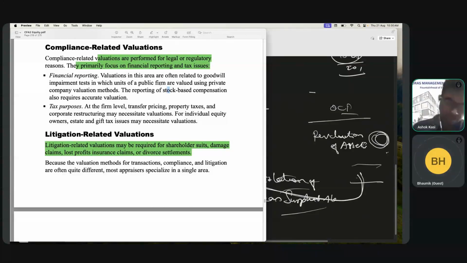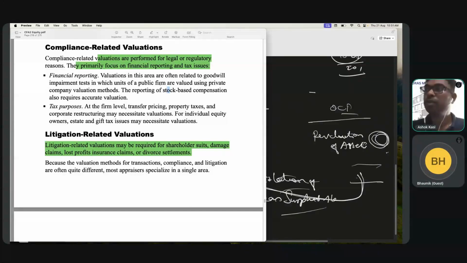So basically, financial reporting means it is accounting related only. Now here, when they say valuations in this area are often related to goodwill impairment test, why are they calculating valuations for your private company or units of your public company?